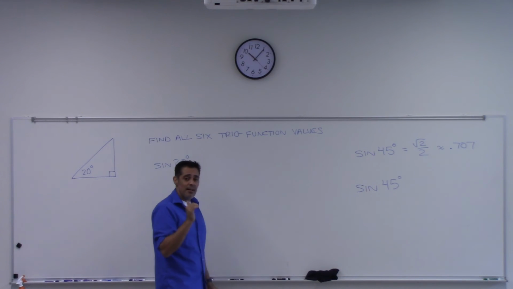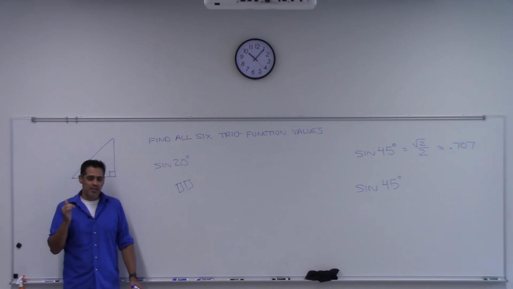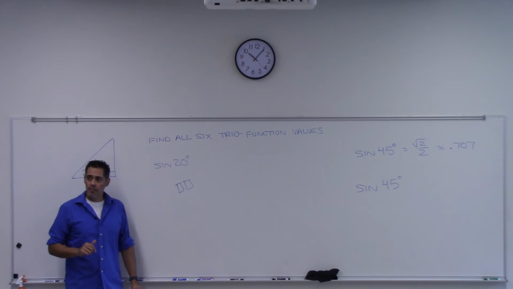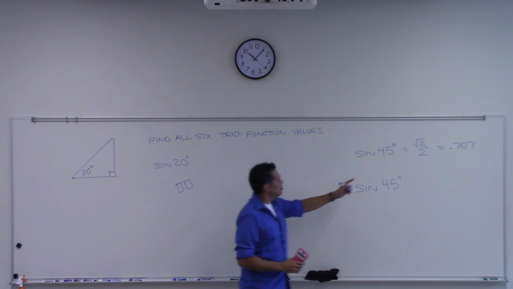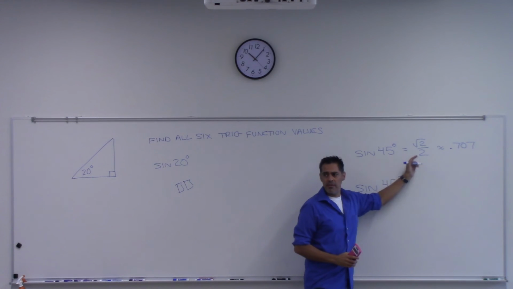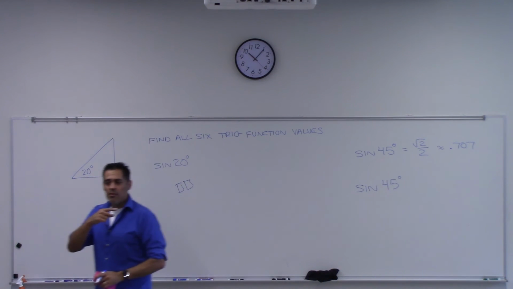And if you don't know how to get into degree mode, I don't know either unless I look at your calculator. Do you have a question? Mine isn't giving me the first one. You typed in square root of 2 and divided by 2 and you didn't get 0.707? Okay, I'll come look. Everyone get in degree mode.